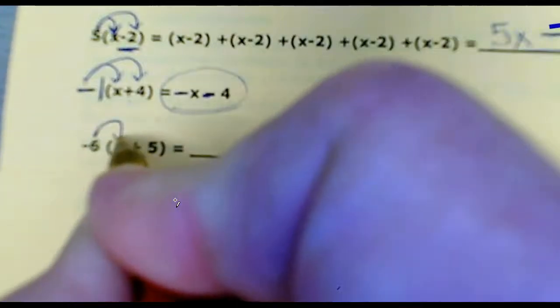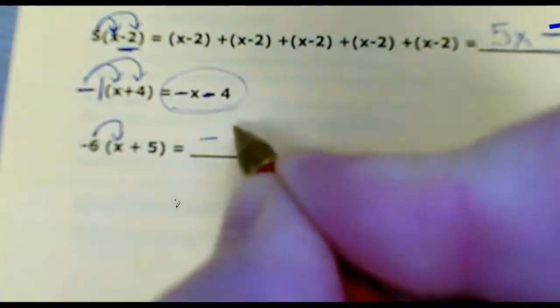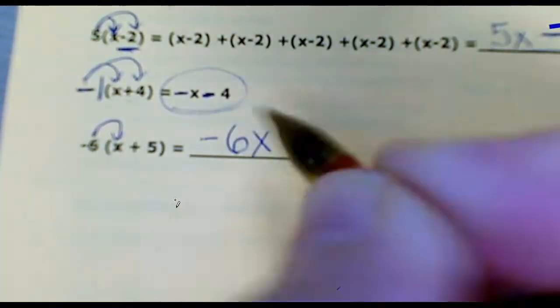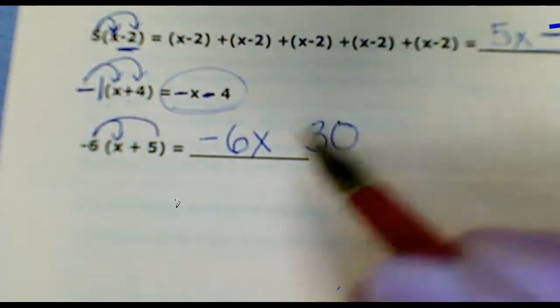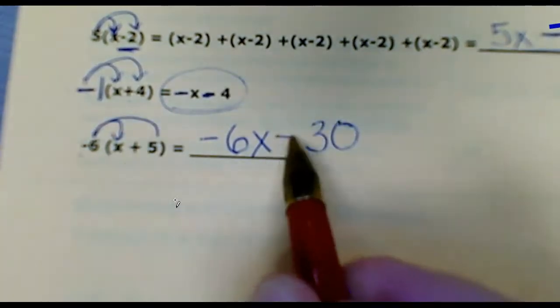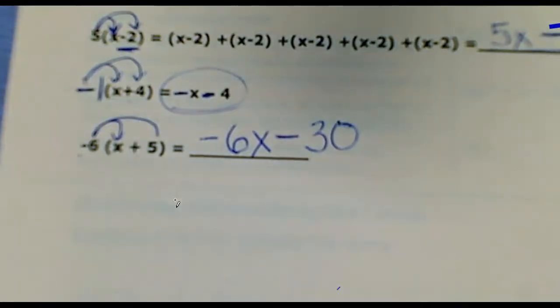What's negative 6 times x? What's 6 times 5? And negative times a positive makes a negative.